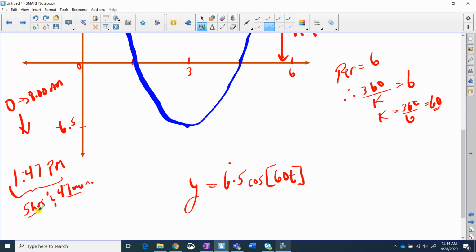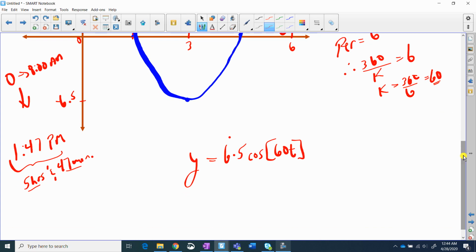I would have 1:47 p.m. Well, I need to make that into an actual fraction. So 5 hours on my scale, it would be 5 and 47 over 60. Now, tides aren't moving real fast, so this one you could get away with rounding off if you wanted. So if I go 47 over 60, I get 0.783.